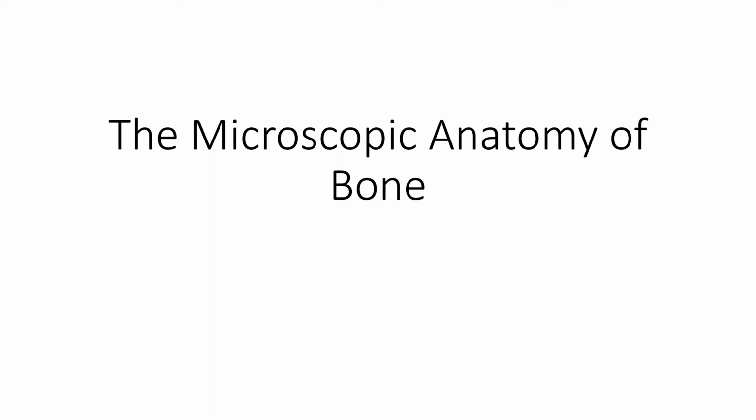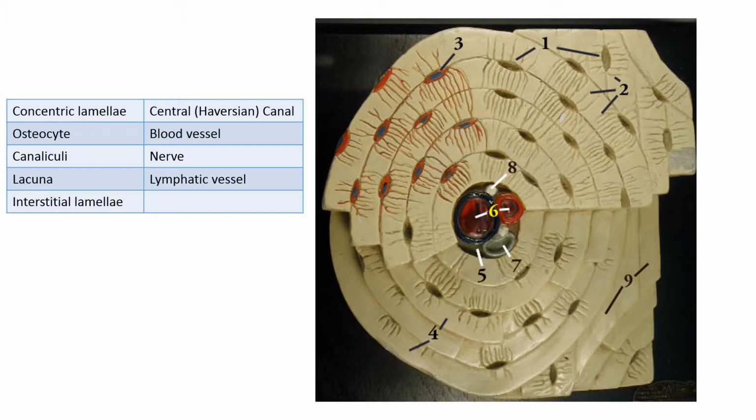In this lab, we're going to be talking about the microscopic anatomy of bone. So bone, you'll remember, has a lot of different functions, but one of its most important functions is that it provides support and protection for the human body and for some of its most vulnerable organs. So it's important that this is a very hard material.